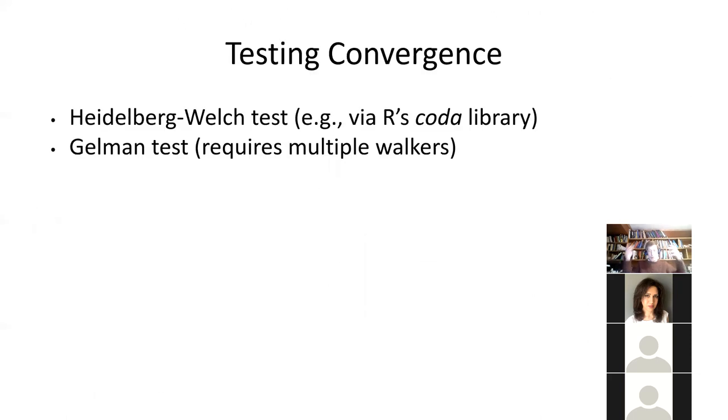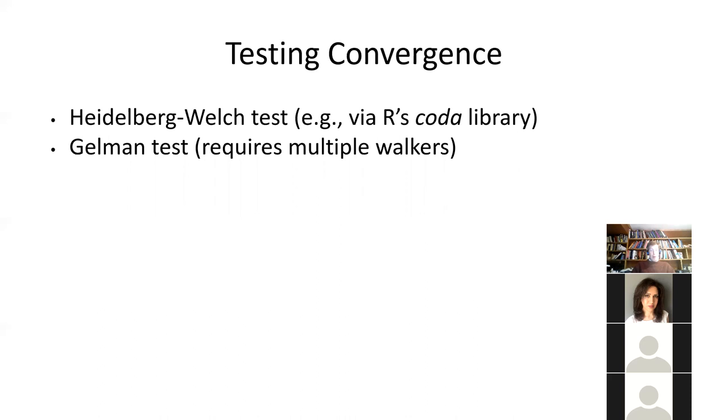maybe on different cores of a computer, and then you compare them and you ask, are they drawing from the same distribution? Are they comparable to each other in terms of their distribution? If so, the cake is done. You're done. I mean, they're sampling from the distribution. If they're different, well, you haven't yet really finished the job. You've got to run it for longer. That's a Gelman test. That tests whether you've converged, whether you've been sampling from this distribution in a really wholesome way.